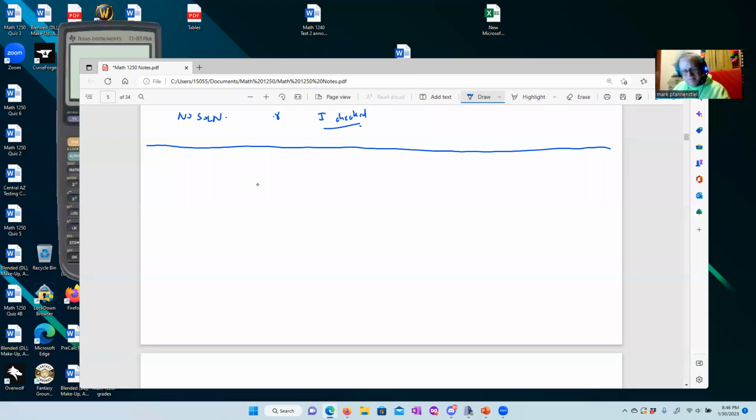Let me check my handwriting here. So we've got log base 8 of x plus 6 is equal to 1 minus log base 8 of x plus 4. Okay, so this is our original problem statement.